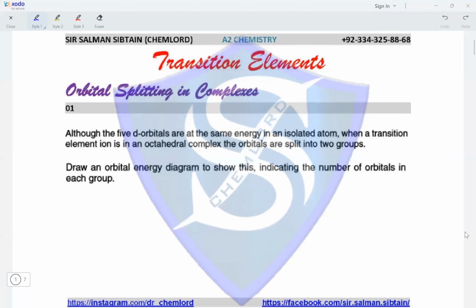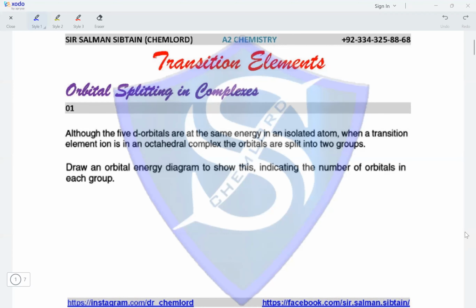Hi guys, this is A2 Chemistry, Transition Elements, and we are looking at orbital splitting in complexes. Question 1. Although the 5d orbitals are at the same energy in an isolated atom, when a transition element ion is in an octahedral complex, the orbitals are split into two groups. Draw an orbital energy diagram to show this, indicating the number of orbitals in each group.